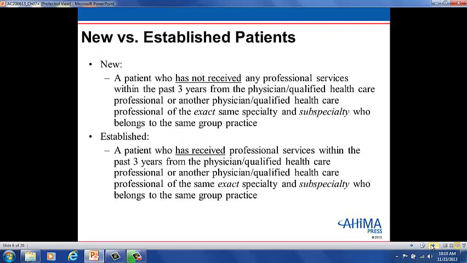Here we have a slide talking about a new versus established patient. A new patient is one who has not received any professional services within the past 3 years from the physician or qualified health professional, or another physician or qualified healthcare professional of the exact same specialty and subspecialty who belongs to the same group practice. An established patient is a patient who has received professional services within the past 3 years from the physician, qualified healthcare professional, or other physician or qualified healthcare professional of the same exact specialty and subspecialty who belongs to the same group practice.